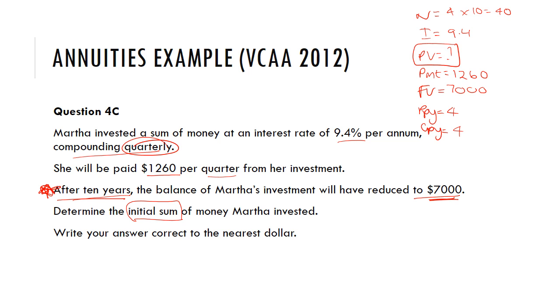And so when we solve for our present value, we end up with a negative 35,208.00254. We can ignore that insignificant part, which means we've invested $35,208 initially, to the nearest dollar, which makes sense. We've decreased down to $7,000 after a 10-year period.